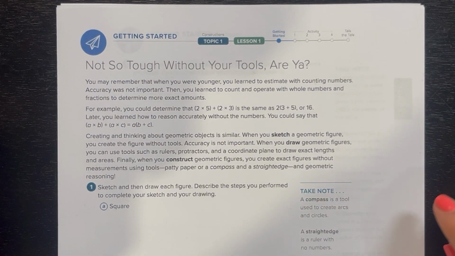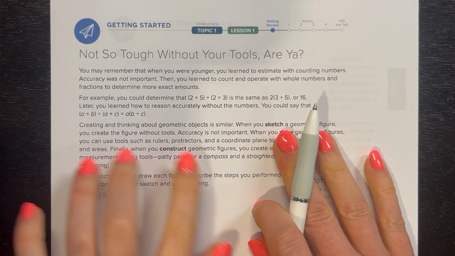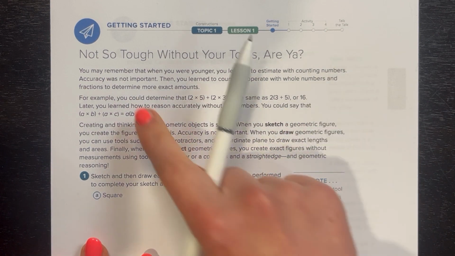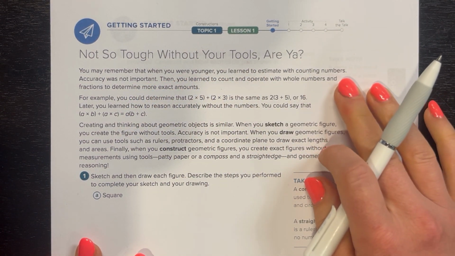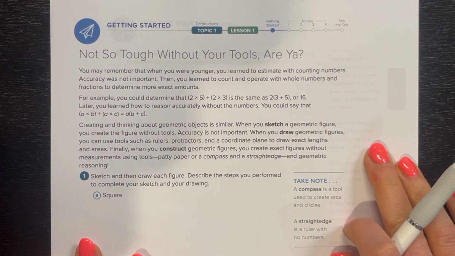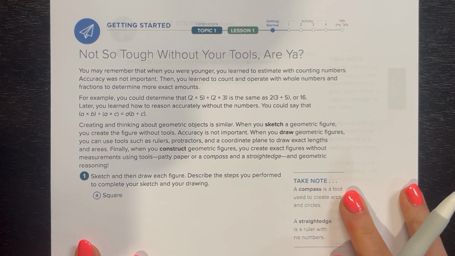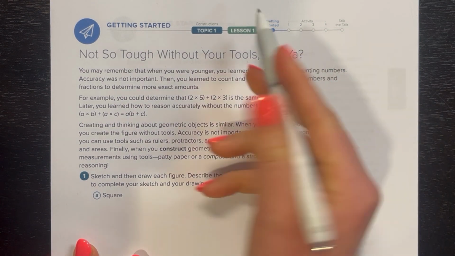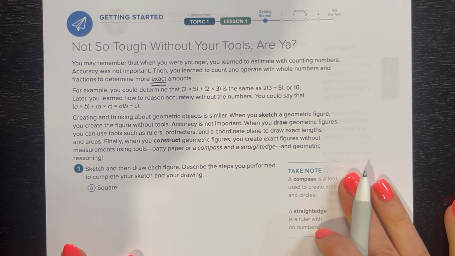And so on the next page, we have our getting started. And I know that you guys could read through this and it's very interesting stuff. So maybe I'll explain it if you're curious. It says, you may remember that when you were younger, you learned to estimate with counting numbers, and accuracy was not important. And then you learned to count and operate with whole numbers and fractions to determine more exact amounts. So exact is actually a real math word.